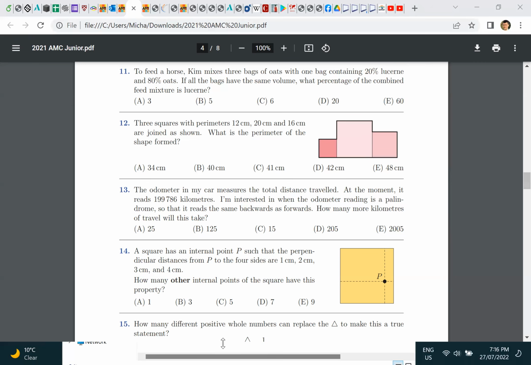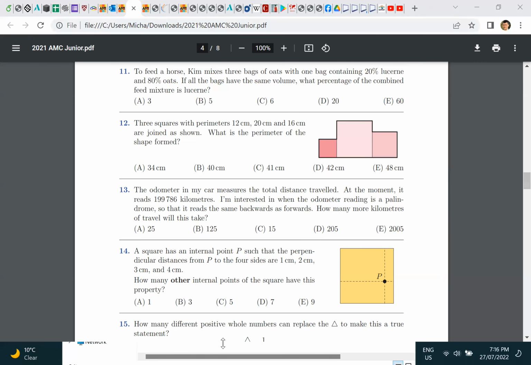Alright, so feed a horse. Kim mixes 3 bags of oats, 1 bag containing 20% lucerne and 80% oats. If all bags have the same volume, what percentage of the combined feed is lucerne? Lucerne. How'd you get E?